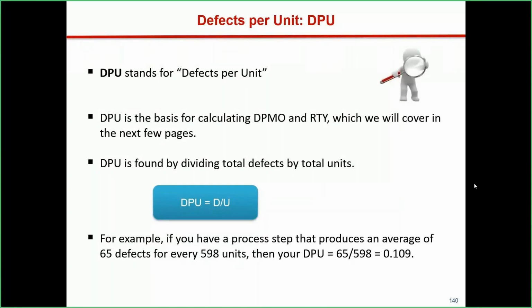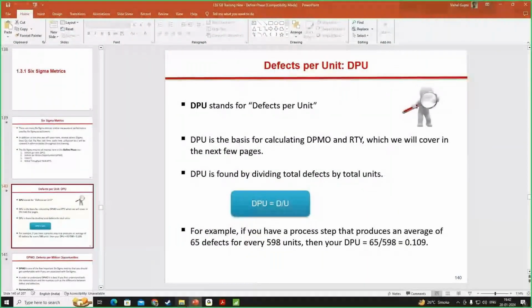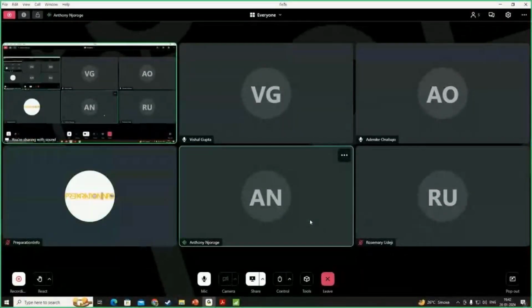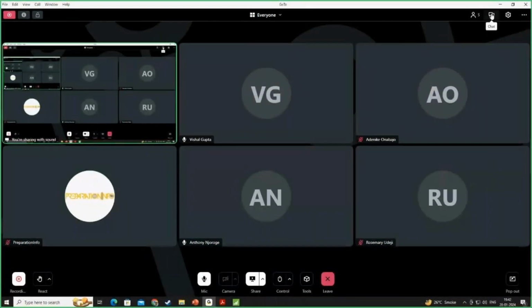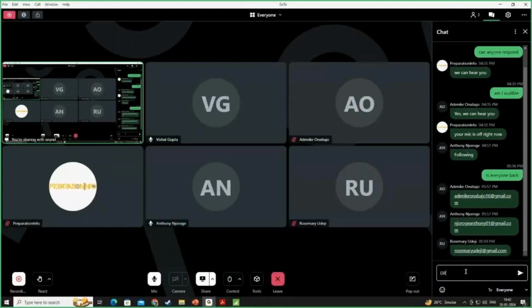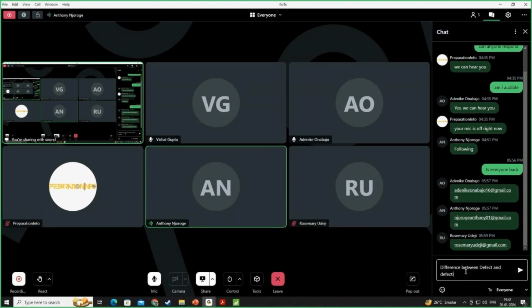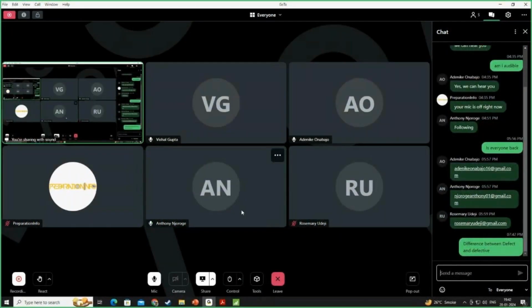Probably a defect, okay, we know what a defect is, but the difference is that a defect might be one item or one case, while defective is a summation of several defects. Okay, yeah, I get that now.